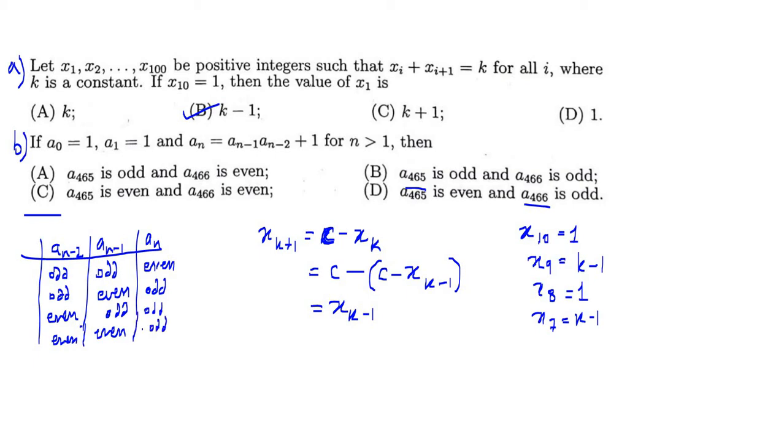Now let's try to calculate a few terms, shall we? So first of all, a0 is odd, a1 is odd. Now we know that if we have two odds consecutively, then we get an even term. Now we get one even and one odd, so the next term would obviously be odd, right? Because only two odds give us even.